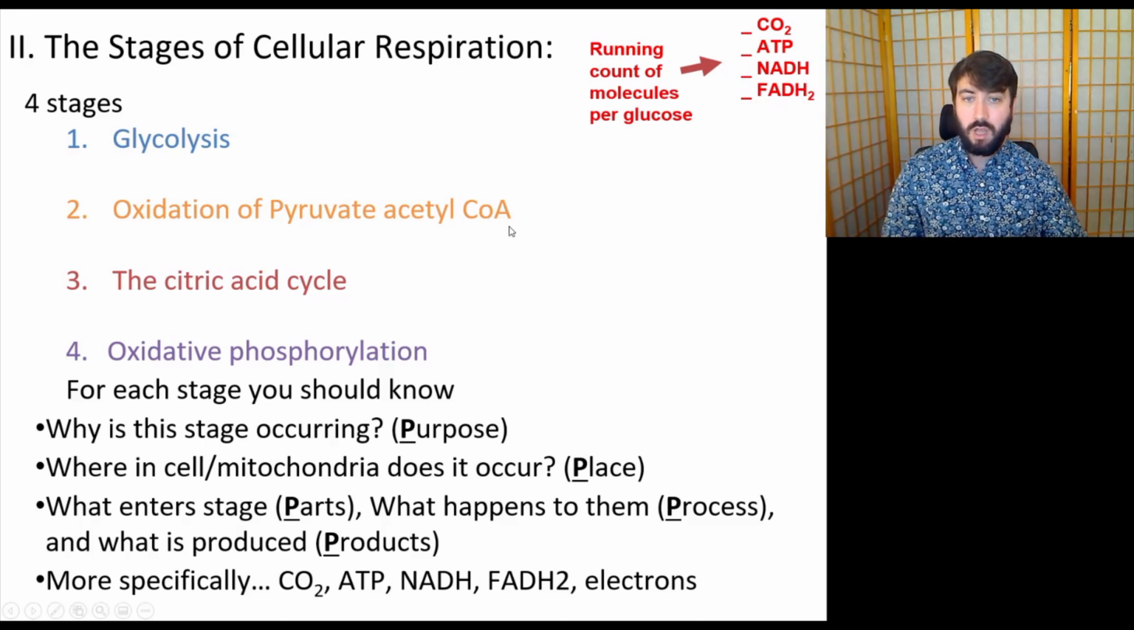Now, for each of these stages, what you're going to want to understand is why it's occurring, or the purpose. You're going to want to understand the place where it's happening in the cell or mitochondria. You're going to want to know the molecules that enter each stage, and then what happens to them, in other words, the process those parts undergo. And then finally, you're of course going to want to know the products of the processes, right?